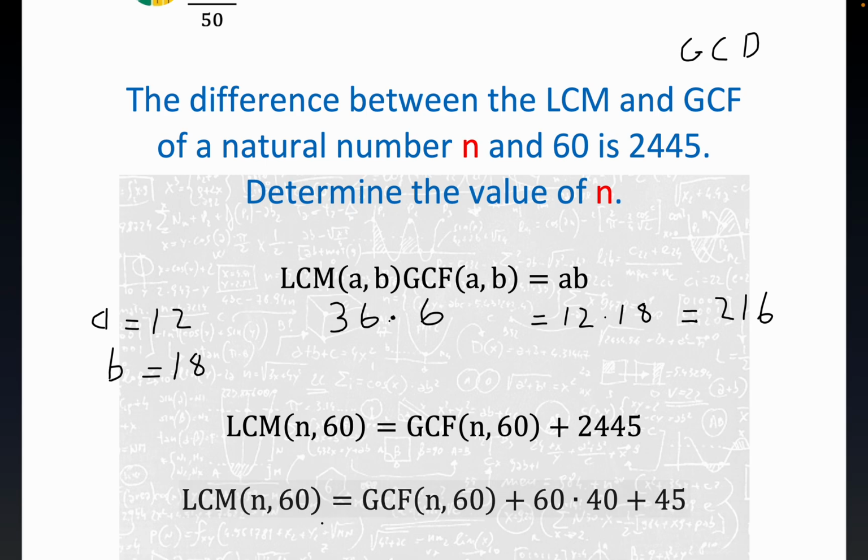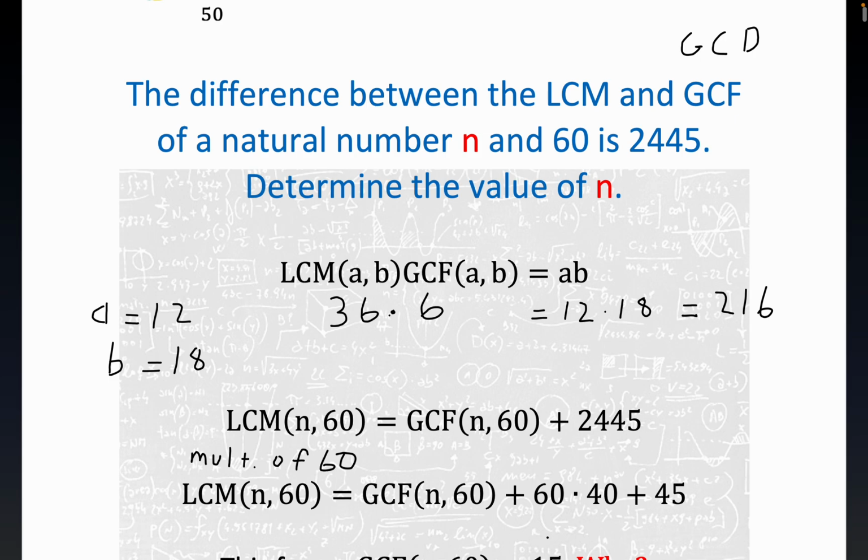Now do note that this left-hand side, in fact this entire expression, has to be a multiple of 60. That's just the definition. It needs to be the smallest one, but it does have to be a multiple of 60. But this object is equal to all of this, and at this point, this is not a multiple of 60. It's a multiple of 60 plus 45. So notice that that forces the GCF to be 15.